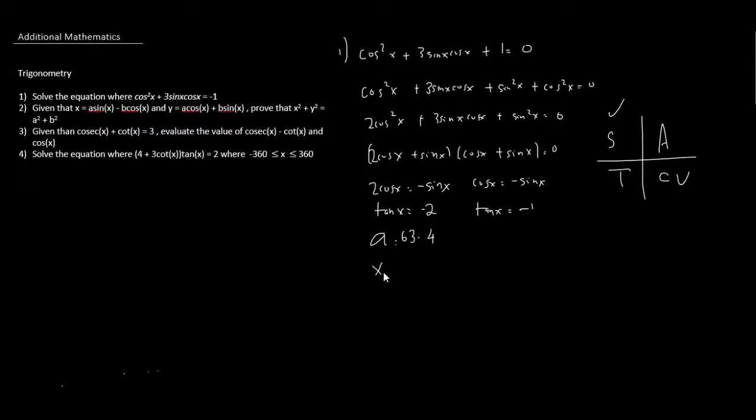Right, so here we have x1 is equals to 180 minus 63.4, and that will give us 116.6 degrees, and x2 would give us 360 minus 63.4, which is equals to 296.6. Okay, and here alpha will be equal to 45. Shift tangent negative 1 is 45. Shift tangent 1 is 45. So hence, x1 will be equals to 135 degrees, and x2 will be equal to 315 degrees.